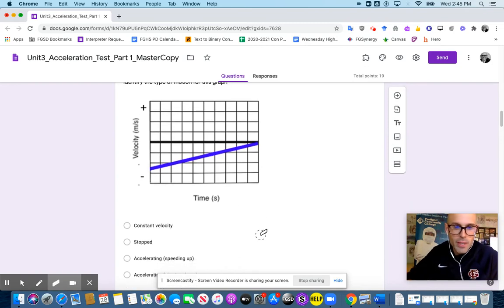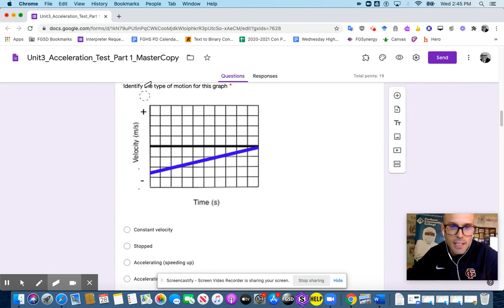No, okay. All right, so next question. Identify the type of motion for this graph. So here, we are in the negative velocity area. This line here in the middle is zero velocity. That means if something is on that line, it is stopped. It's not moving. So we go from high negative to low negative. So we're moving towards stop.